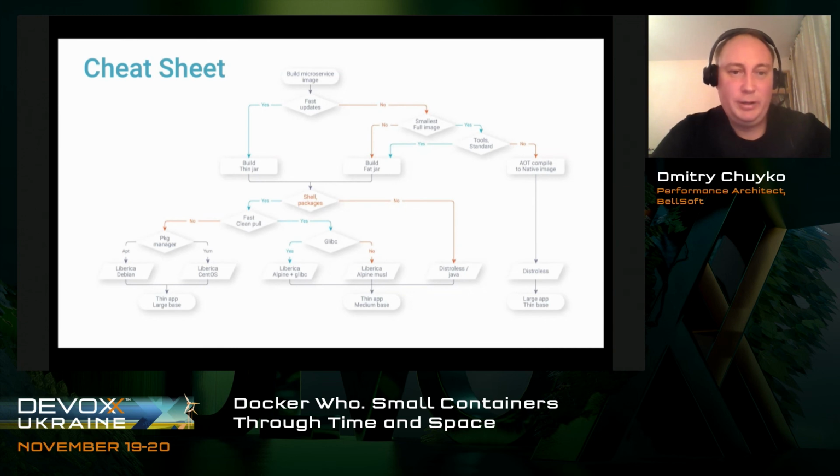Then you have options. For example, if you take Liberica, you have a Debian-based container, a CentOS-based container, you have Alpine with glibc compatibility layer, Alpine with musl layer only. You can go and select any distroless distro, right? Provided to you by a build system. And in the end, you will have containers different in size and different in layers.